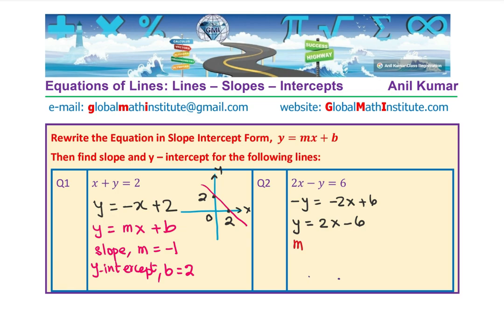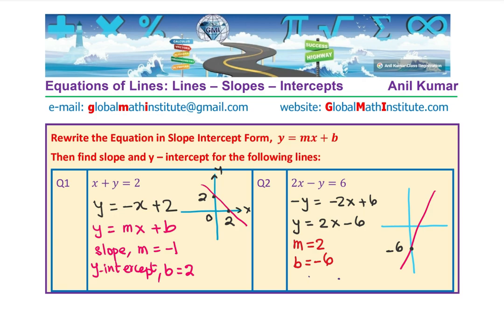Slope is also called gradient. So gradient m is equal to 2. Positive means line will be rising. And b, I'm writing for y-intercept, which is going to be minus 6. The graph will look something like this. In this particular case, since the slope or gradient is positive, line is rising, correct? And it crosses the y-axis at minus 6. So it has to be something like this, where the y-intercept is minus 6. Do you see that?